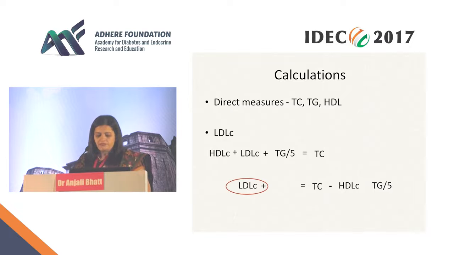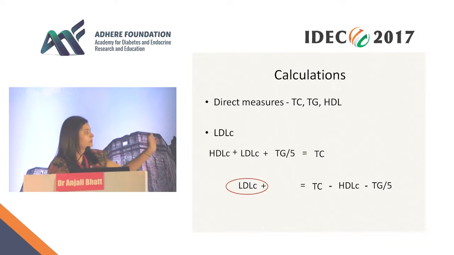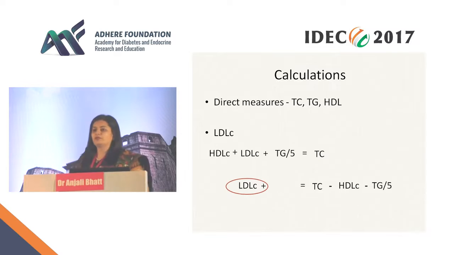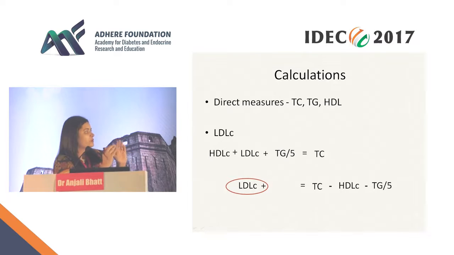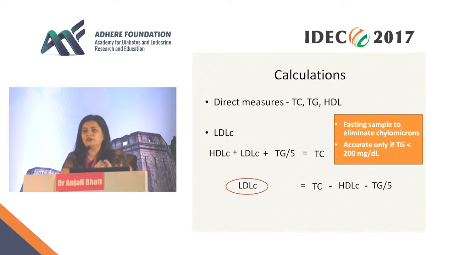So in the same equation, if I do mathematical changes, HDL goes this side and becomes minus because it goes to the other side. TG by 5 goes this side and becomes minus. I'm sorry about the misalignment because of changing the PowerPoint. But LDL becomes total cholesterol, which I am measuring directly, minus HDL cholesterol, which I am measuring directly, minus VLDL or triglyceride by 5. So I can derive LDL from these three measurements.